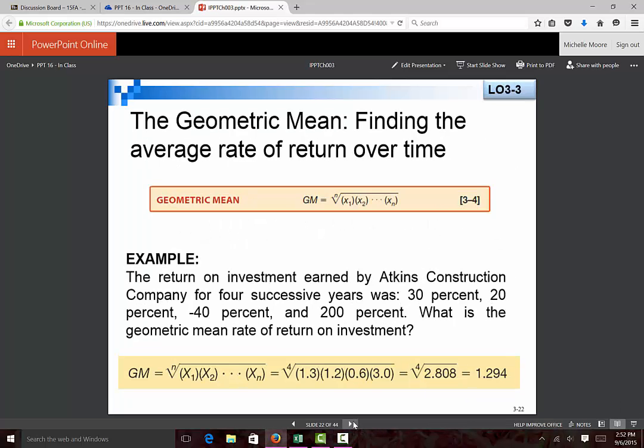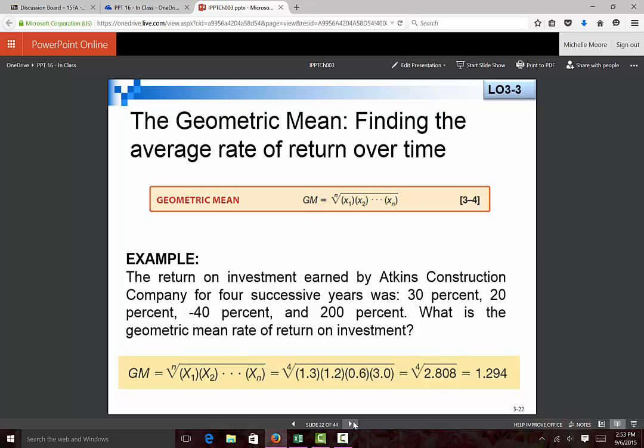So the first way to do the geometric mean, and you'll notice that we're using GM as our definition there on the side. We're going to take it to the nth root, and we'll talk about the nth root when we get to an example. And then we take each of the rates. So actually it's easier if we read the example down below. For instance, the return on investment earned by Atkins Construction Company for 4 successive years was 30%, 20%, negative 40%, and 200%. What is the geometric mean rate of return on investment? So we're going to look at those each individually.